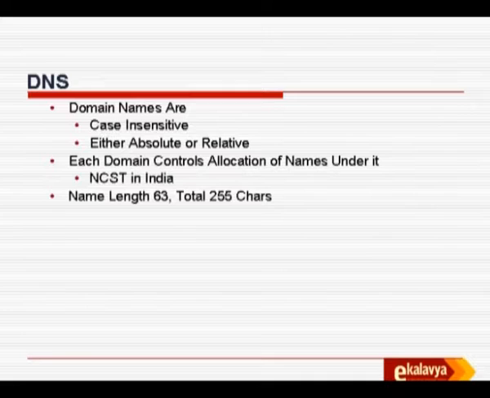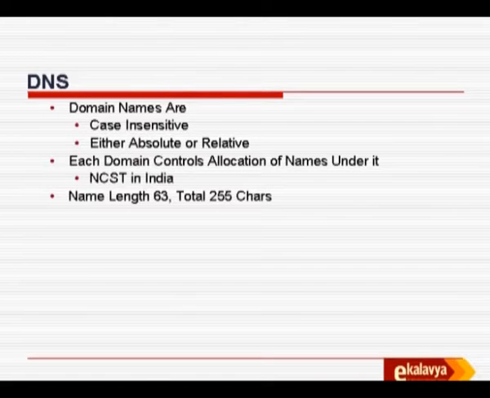The domain names are case insensitive. They are either absolute or relative. Each domain controls allocation of names under it. Oh, NCST in India is wrong. The National Center for Software Technology used to control the domain names. Now, no single organization controls the domain name allocation. There are commercial people who allocate domain names to you. There is a registry maintained by the Government of India. NCST itself does not exist anymore. It is now part of CDAC. They still have a role, but that is how it is. The length of any individual name between dots can be 63 characters, and the total must be 255 characters. That's the restriction that was imposed earlier.